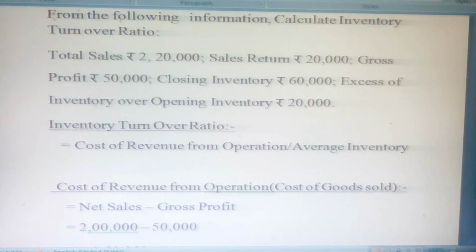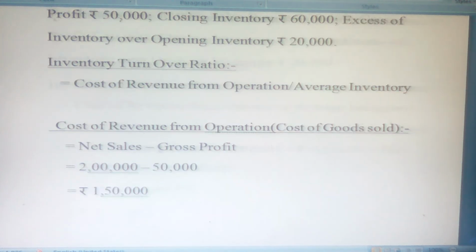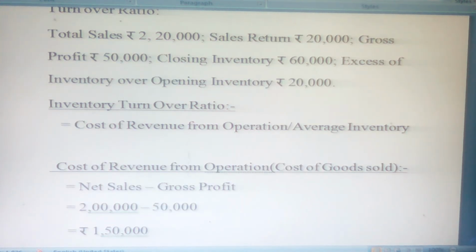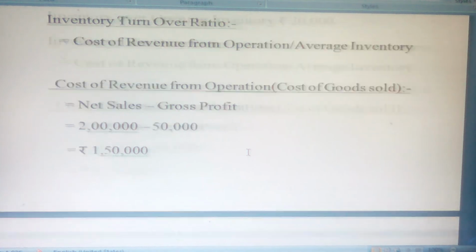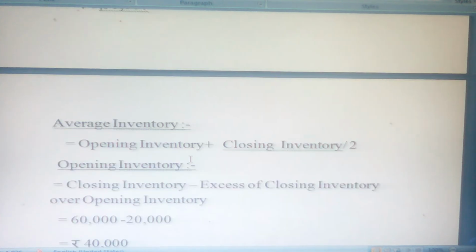See here, gross profit they gave 50,000. Total sales is 2,20,000, then sales return 20,000. So you are going to deduct to get net sales. That's your net sales 2 lakhs minus gross profit 50,000. So the answer is 1,50,000 for cost of revenue from operations.